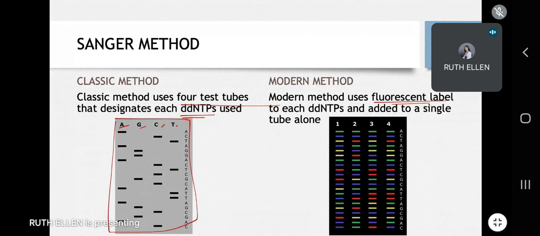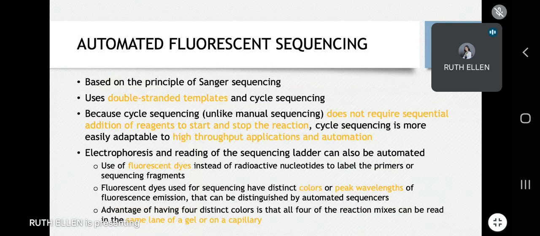Ngayon, sa modern method, each ddNTP has a corresponding color. Fluorescent dyes yung ginagamit. So, pwede siyang ilagay sa isang diretsong well lang. So, isang well, isang sample. Unlike kanina sa classic method, mag-occupy tayo ng 4 na wells para sa isang sample. So, for modern method, ang tinitignan is yung color nila. Each ddNTP has a designated color. So, yun yung modernized method, yung automated fluorescent sequencing natin. This is the modern method of Sanger sequencing.